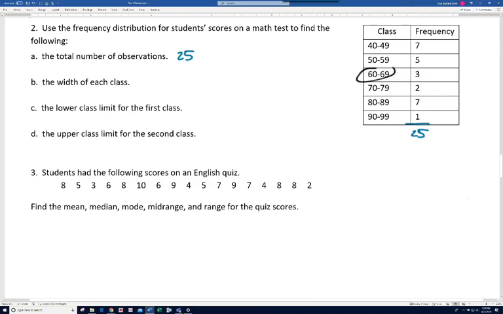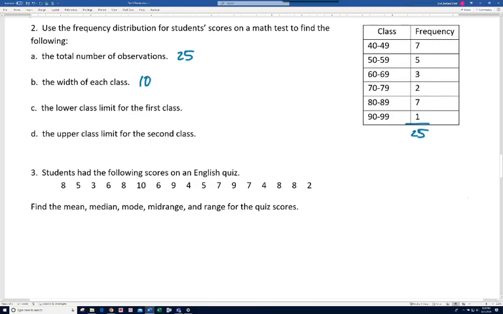Letter B, the width of each class. So each of these is a class, and the width, well, let's see, if you go from 60 to 69, be careful, it's not 9, it's actually 10. You can count it out, 60, 61, 62, 63, all the way up to 69. You'll see that there's 10 in each class.